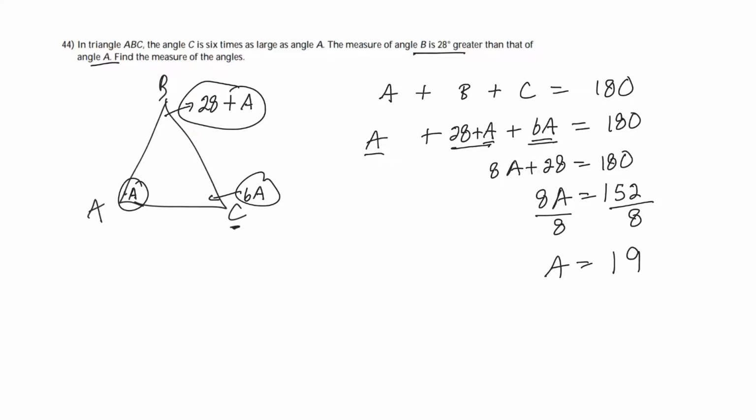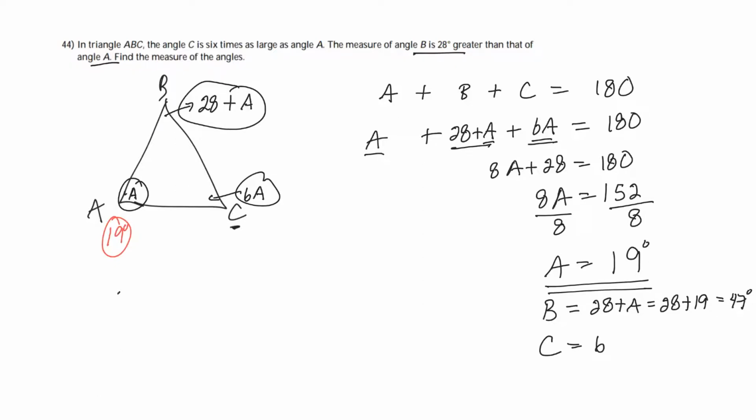So they say find the measure of all the angles. So A is going to be 19. Put a 19 there, degrees. So B, I'll put it down here. B is 28 plus A, or 28 plus 19. So I think that comes out to 47 degrees. And C is 6 times A. So 6 times 19, will that be 120 minus 6, 114? I think 114 degrees.